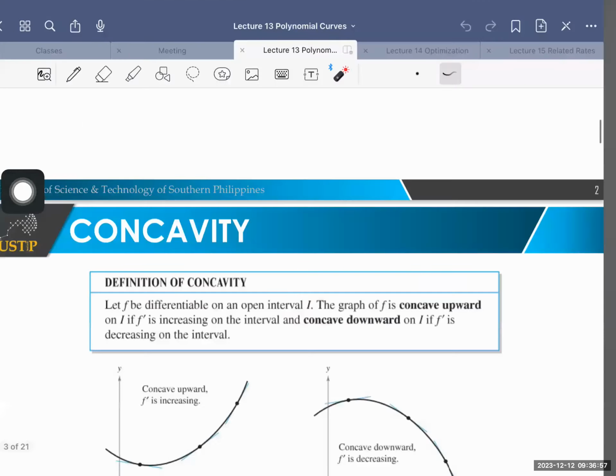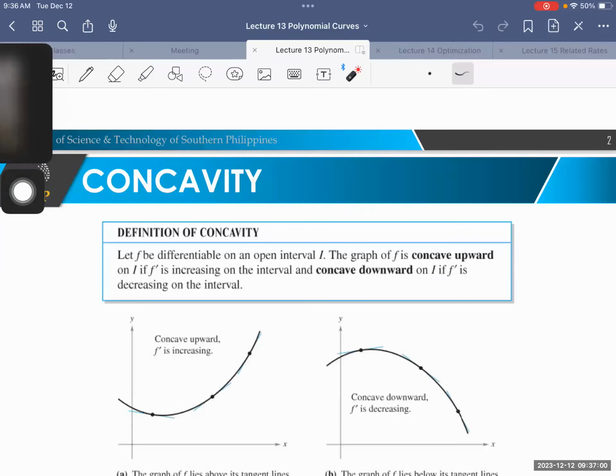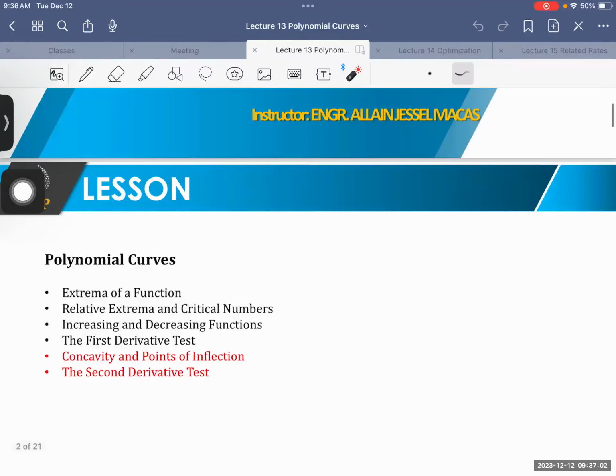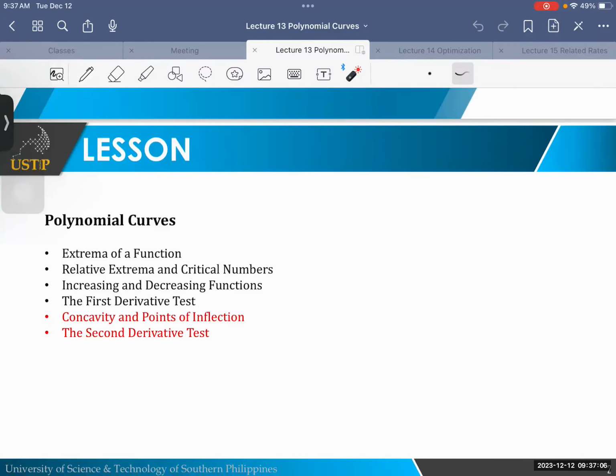Good day, class. So let's discuss under polynomial curves again. Let's discuss the last part under this topic. So we discuss today the concavity and points of inflection in the second derivative test.